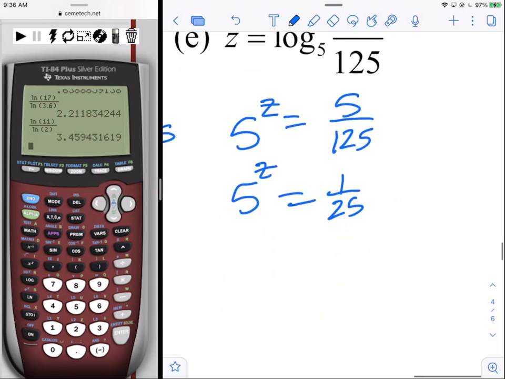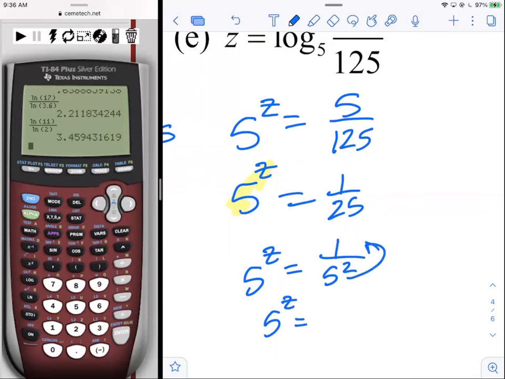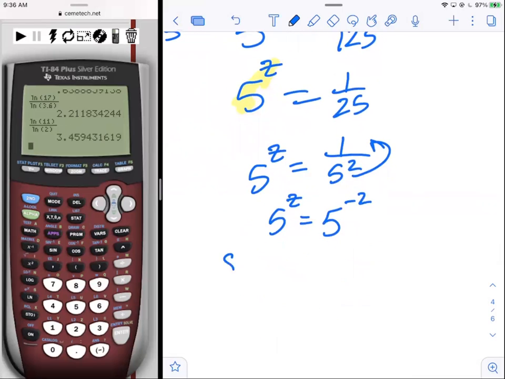Yeah. And now get the base to be the same. That's the same as 1 over 5 squared. And now I bring it to the top and I get 5 to the -2 power. And now we either take the log base 5 of both sides algebraically, or we use the fact that 5 to the z is one-to-one, and we use the GTBTS theorem, which would say, so z equals -2.